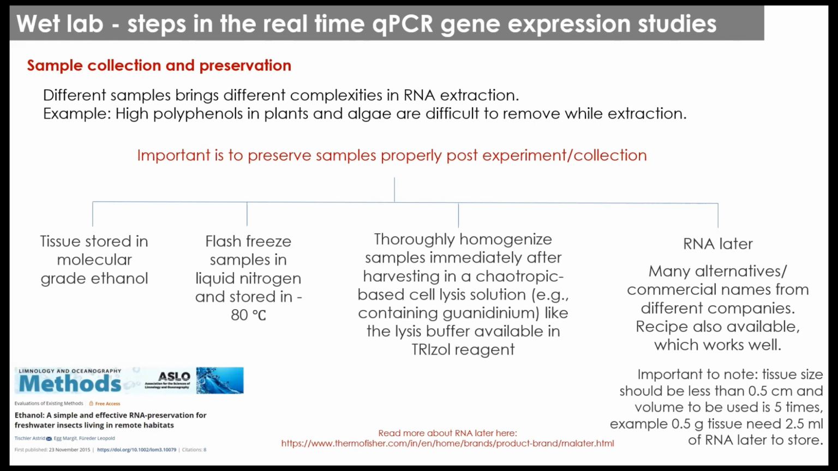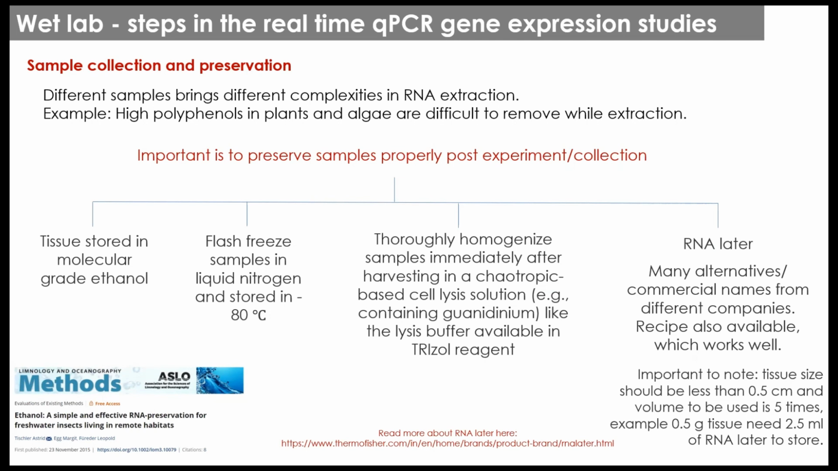Many people also do this: they homogenize the tissue immediately after the experiment or after harvesting the sample in a chaotropic based cell lysis solution, for example TRIzol, right? In TRIzol, you have a lot of guanidinium, which helps inhibit the RNases, and in that way you maintain your RNA concentration in the sample well, right?